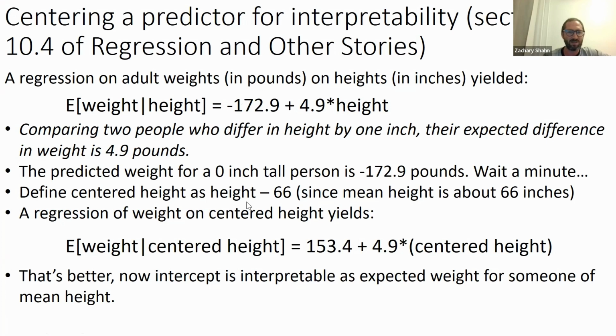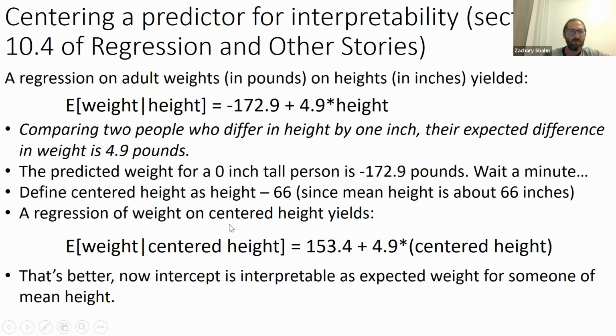So this is total nonsense, right? That's not really an interpretation at all. So if you want your intercept to be more interpretable, so that it doesn't correspond to a value of the predictor variable that's impossible or completely out of the range of your data, you can use a centered predictor variable. So you can define centered height as height minus 66 inches, since the mean height is about 66 inches.